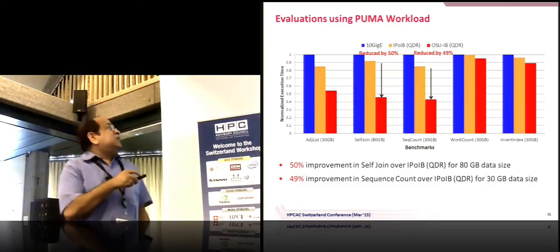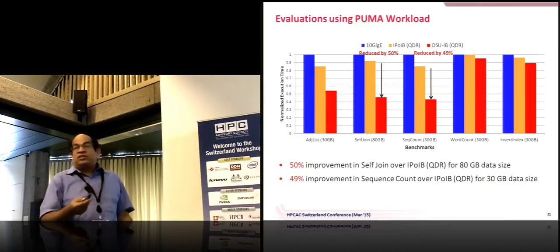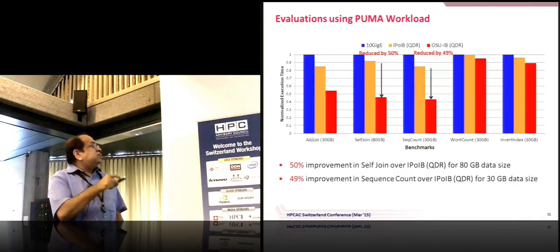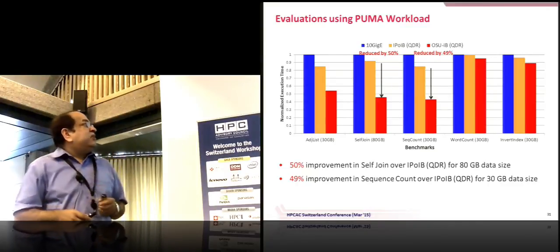For example, word count is compute intensive, so you don't see much difference between these different designs. Whereas for sequence count or self join, you will see a difference. For self join, you see around 50% improvement for 80 gigabyte data size, and here you see around 49% improvement for 30 gigabytes.